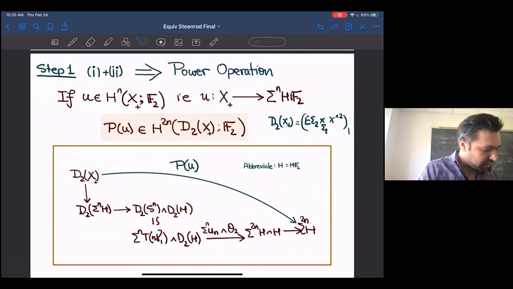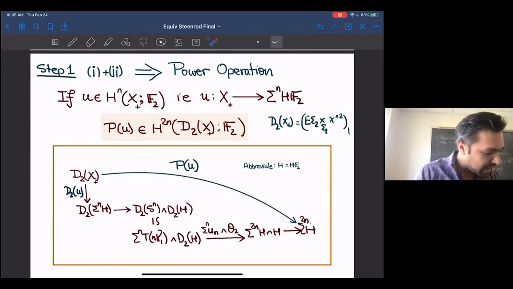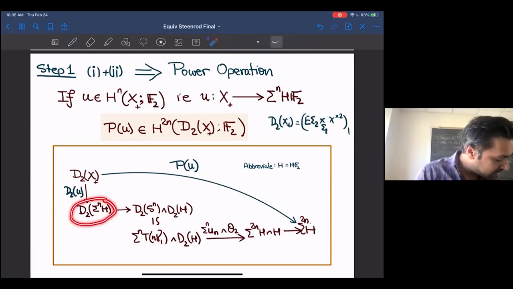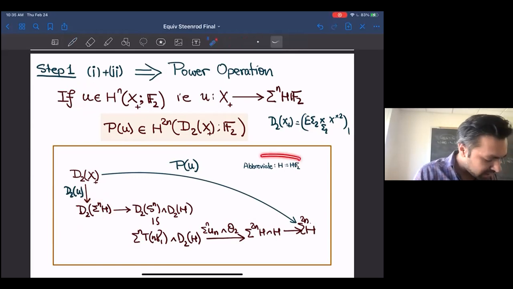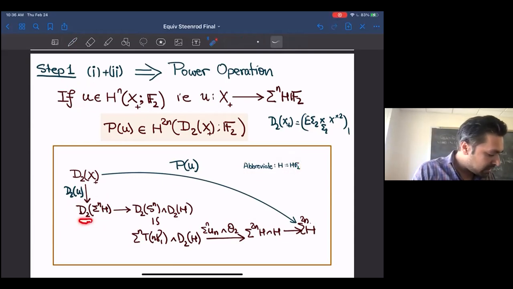Okay, so here is what you do. You start with this class U, and then you apply D2, as it is a functor. So you apply D2 to U, and you land in the D2 of the nth suspension of H. So H for me is HF2, it's an abbreviation. And where D2 works, you can think of sigma n as smashing with Sn. So you have a map from D2 of sigma nH to D2 of Sn smash D2 of H.